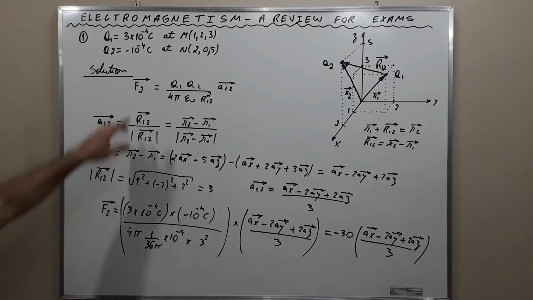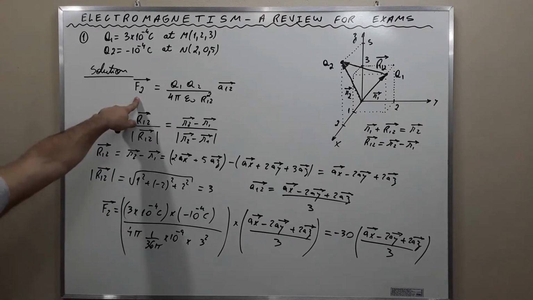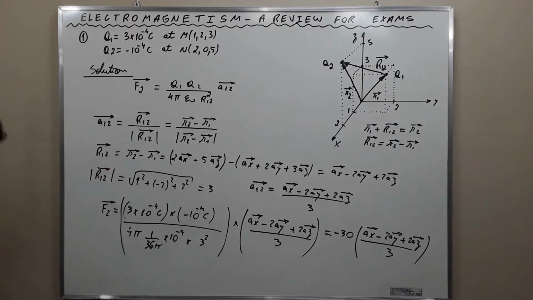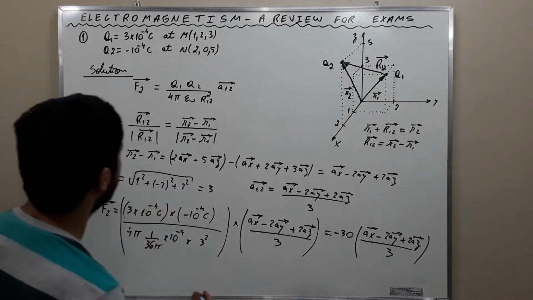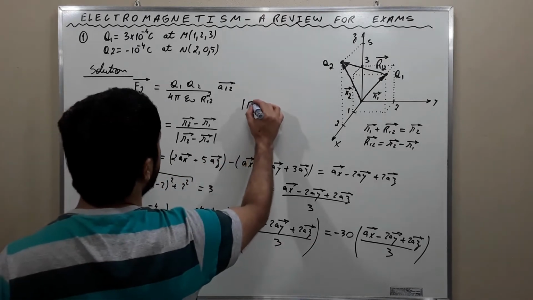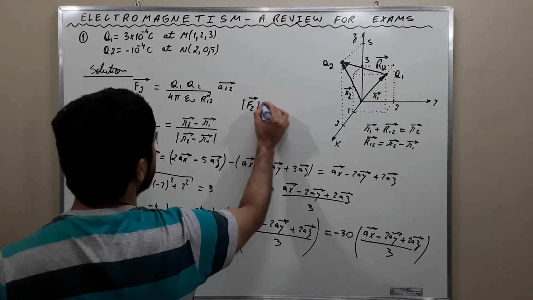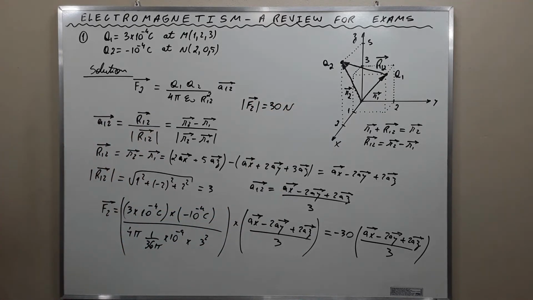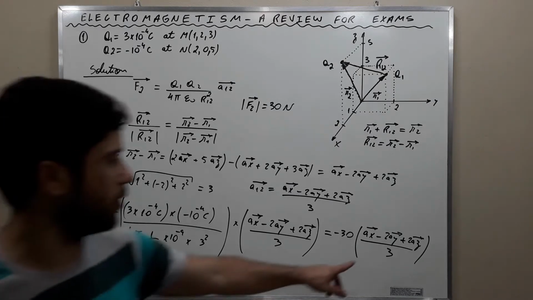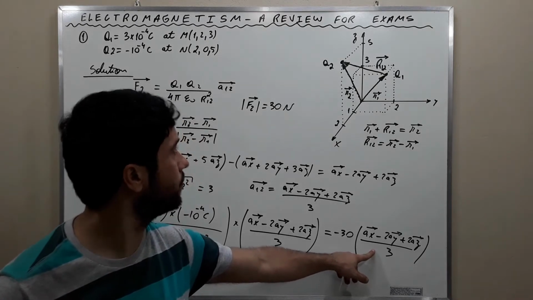Okay, so this is the force. This is the solution. This is the force exerted by Q1 on Q2. And the magnitude of the force is 30 newtons. And the direction is given by this vector here.